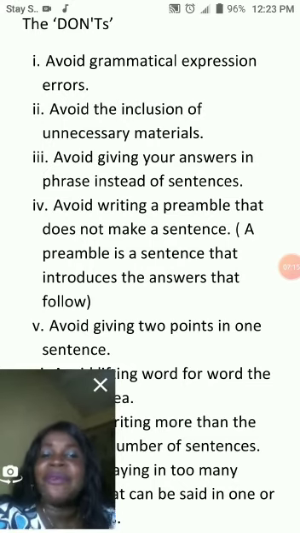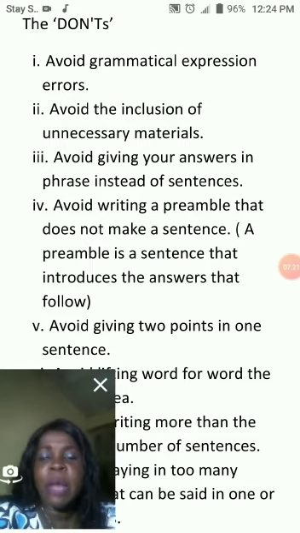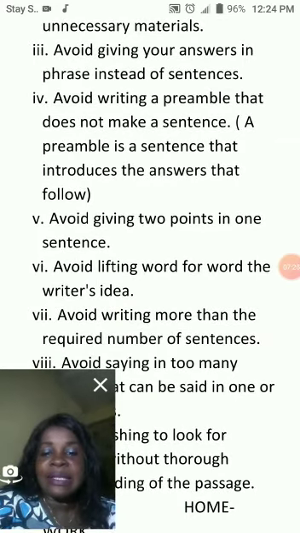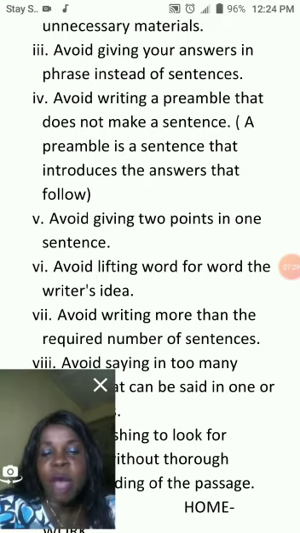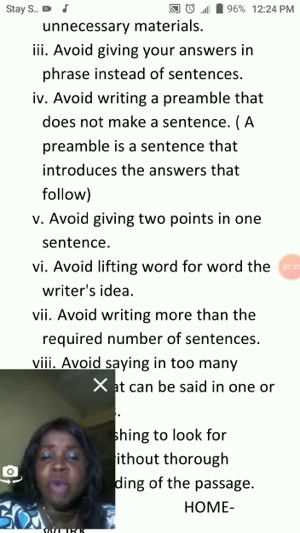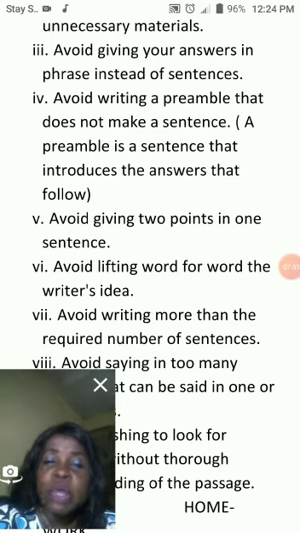Then number 4, avoid writing a preamble that does not make a sentence. A preamble is a sentence that introduces the answers that follow. When we talk about preambles, we are talking about when they ask you in 4 or 5 sentences, answer the questions, give out the reasons why something happened. Now, they say 4 or 5. The moment your answer is more than 1, from 2 upwards, please use a preamble. Let me introduce the preamble. In 5 sentences, explain why most men are poor. Before you start answering this question, you will start this way: The reasons why most men are poor are, then you put your colon. This sentence, the reasons why most men are poor are, is what we call a preamble.